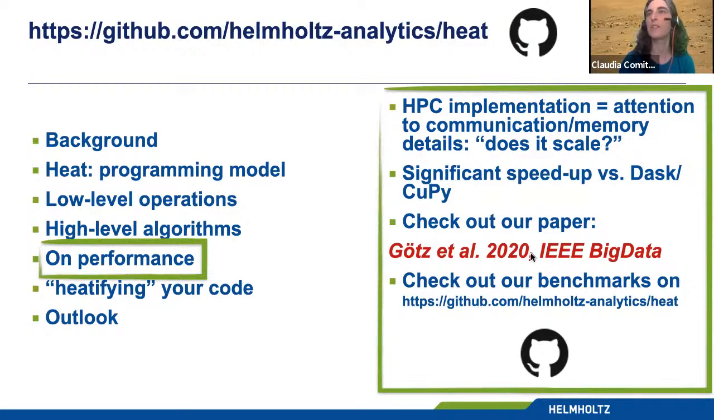At least in the 2020 version of our benchmarks, we achieve a significant speed up with respect to Dask and CuPy. As I said, the benchmarks are available on our GitHub repo, and they are from 2020. And this year, we have worked a lot on speeding things up. So I think they might look even better for us after a year.